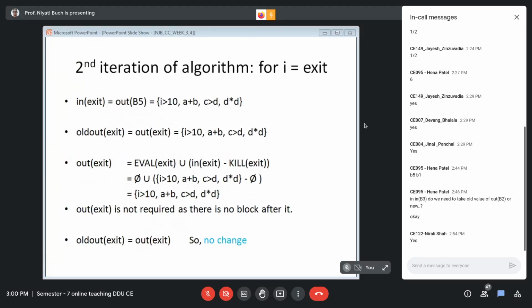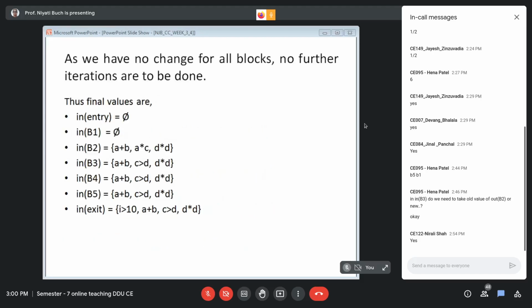Now with the second iteration for this particular flow graph that we have taken as an example, we don't have to take any further steps, and the final values of entries are available to us. So no further iterations are to be done, and this is the final value. These final values we are going to use in the next step, which is the concrete algorithm that we are going to apply. So this is what we have obtained.